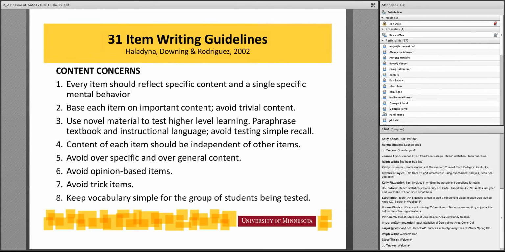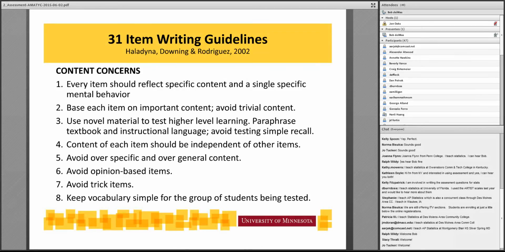But these writing guidelines don't just apply to multiple choice items. I think a lot of these principles apply to writing constructed response items. They're good guidelines for considering the design of projects, the instructions you give for projects, and so on. Okay, I'm not going to read every one of these to you. You can see them all.